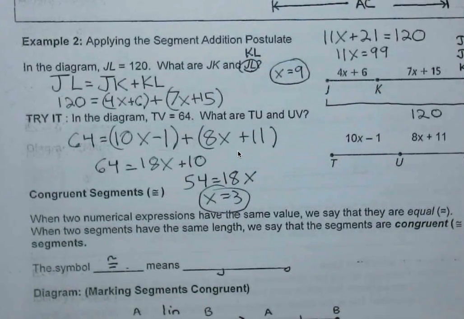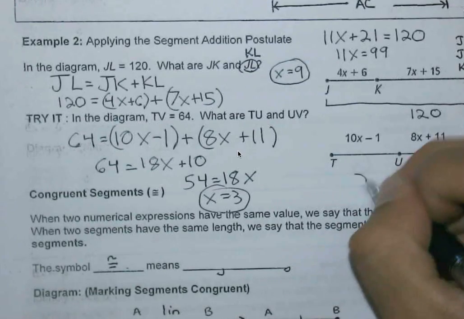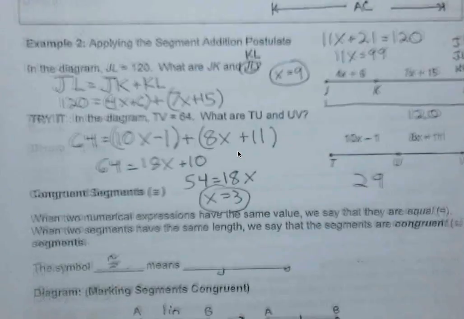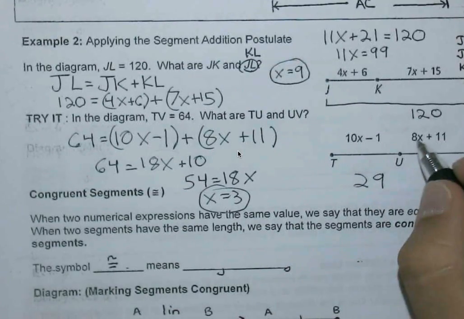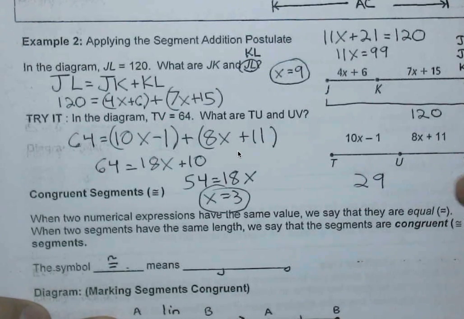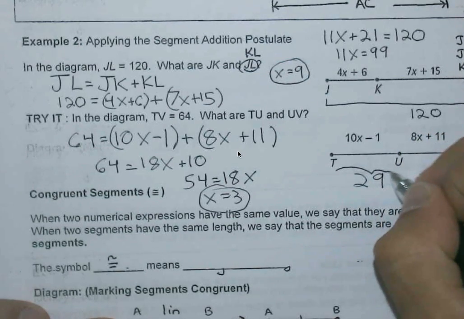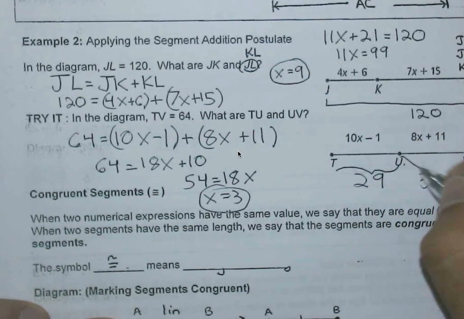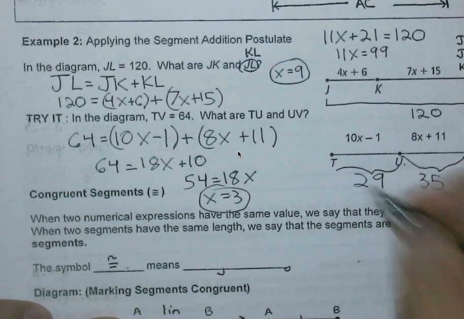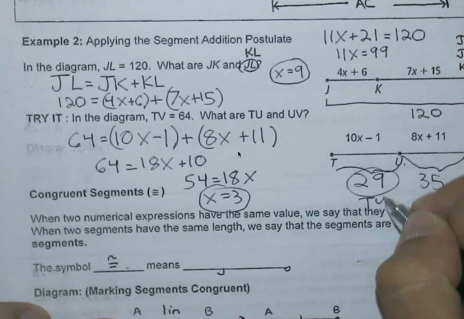All right, so T to U is going to be 29. If we plug in, 3 times 8 is going to be 24. 24 and 11 gets 35. And this all matches up to add and get 64. Great.